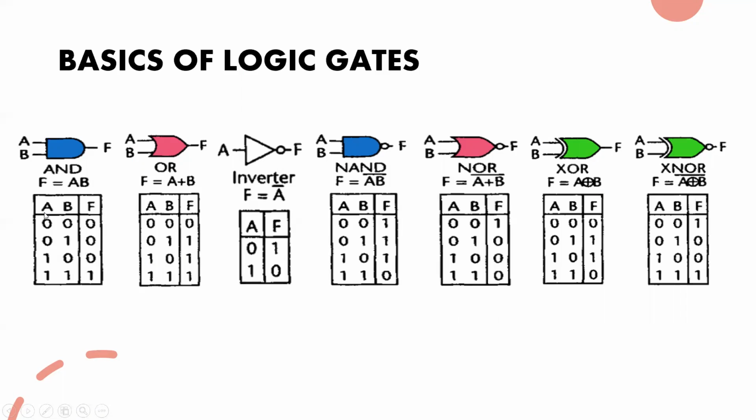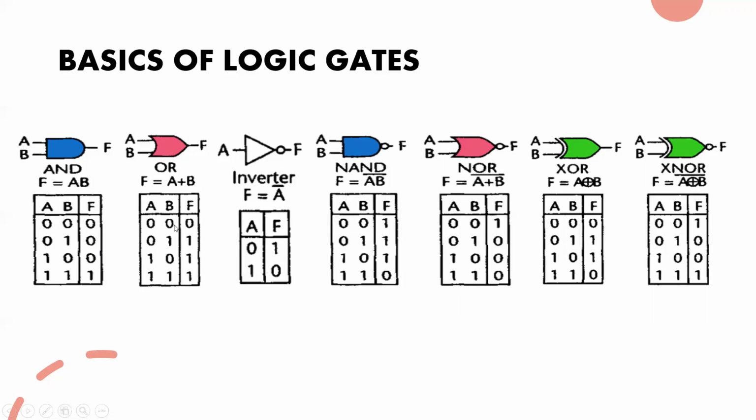So for A and B equal to 0, 0, 0 into 0 is 0, so output will be 0. 0 into 1 is 0, so we have output as 0. Next, when the two inputs are 1 and 0, we'll have the output as 0 itself. When both the inputs are 1, the output is 1 because 1 into 1 is 1. So this is about the AND gate.